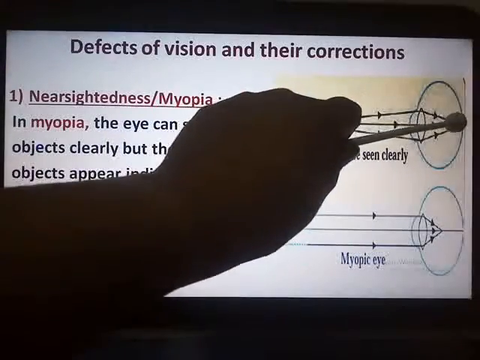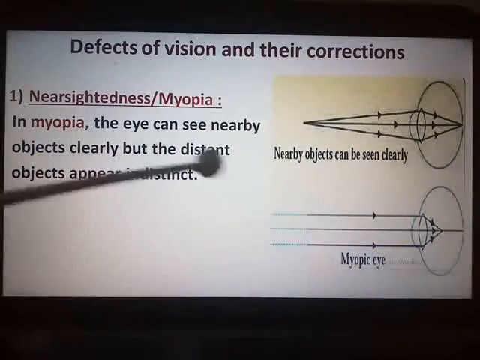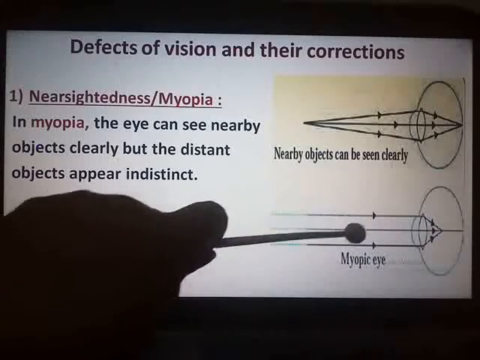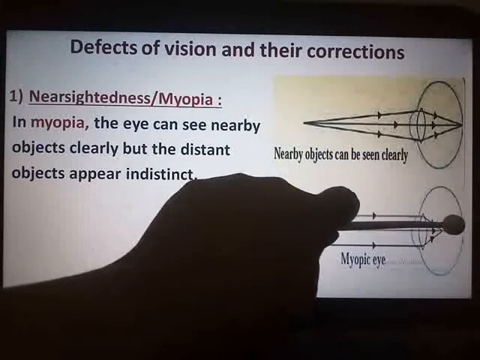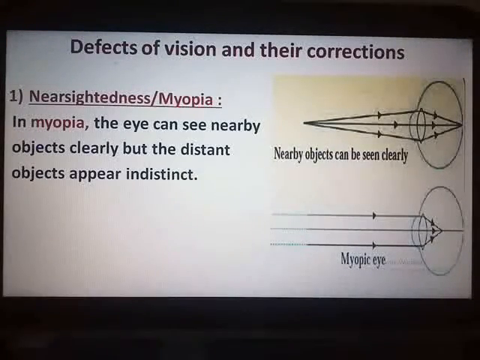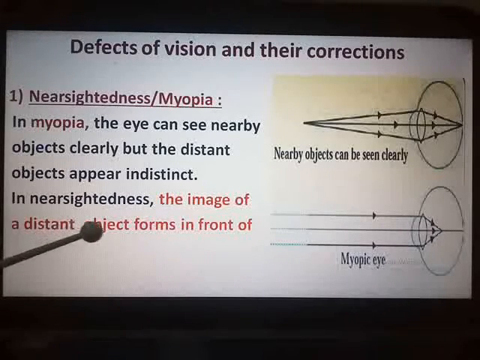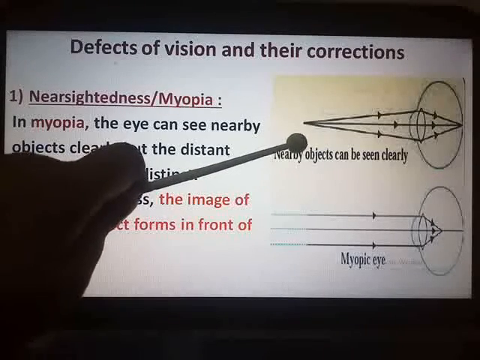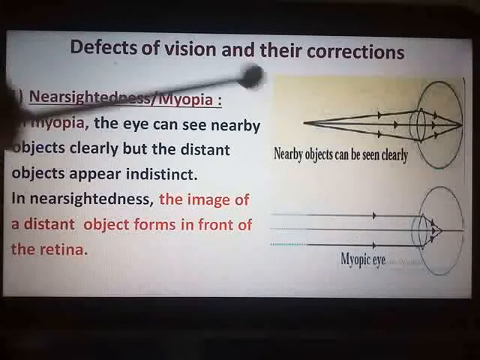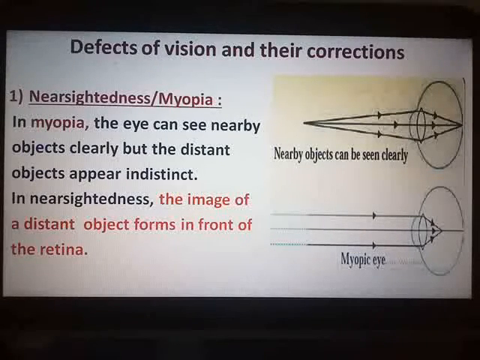Nearby objects can be seen because the image is formed on the retina, whereas for the myopic eye, the image of the far away object is formed in front of the retina. For a person to see any object, the image of that should be formed on the retina. Here you can see that the image of a distant object forms in front of the retina. So this is the case of nearby objects. This is the case of the myopic eye with distant object.